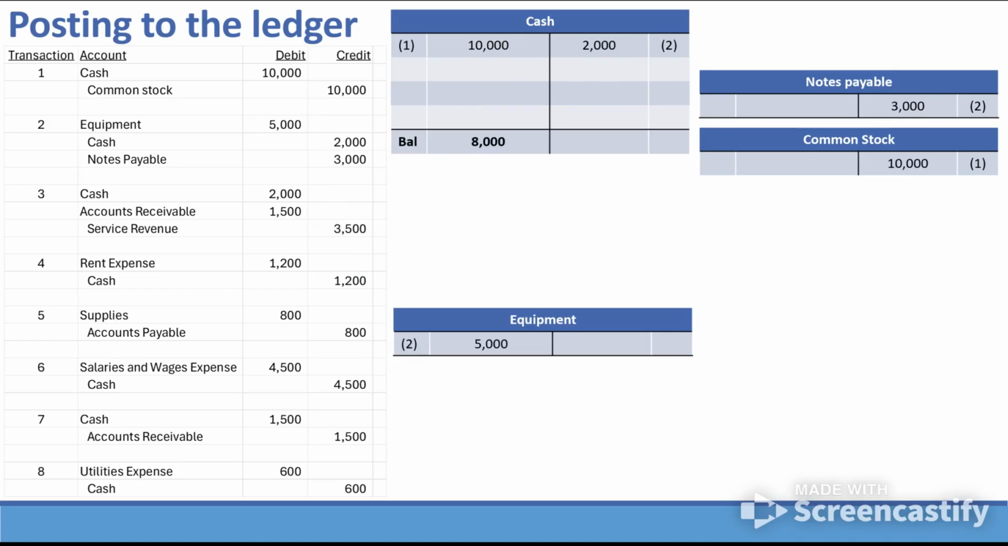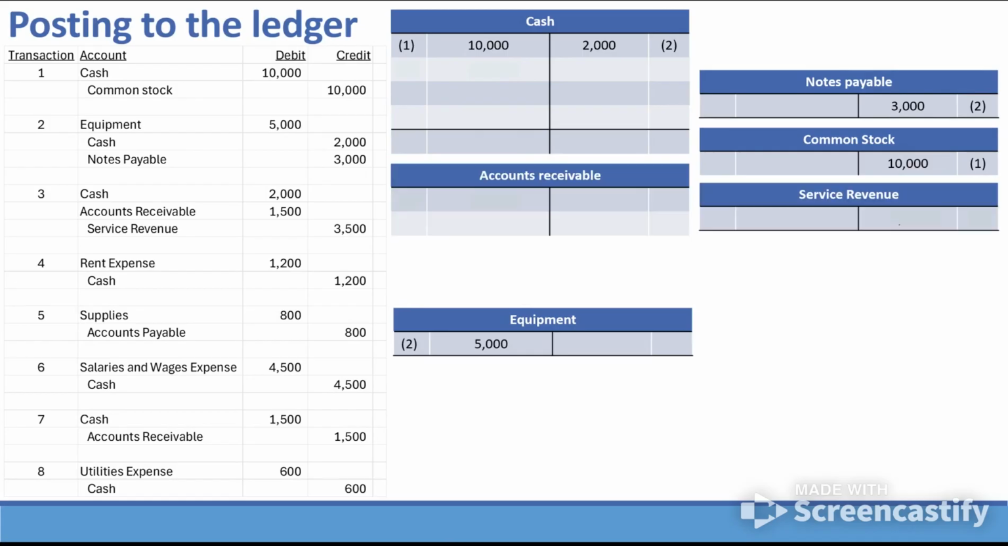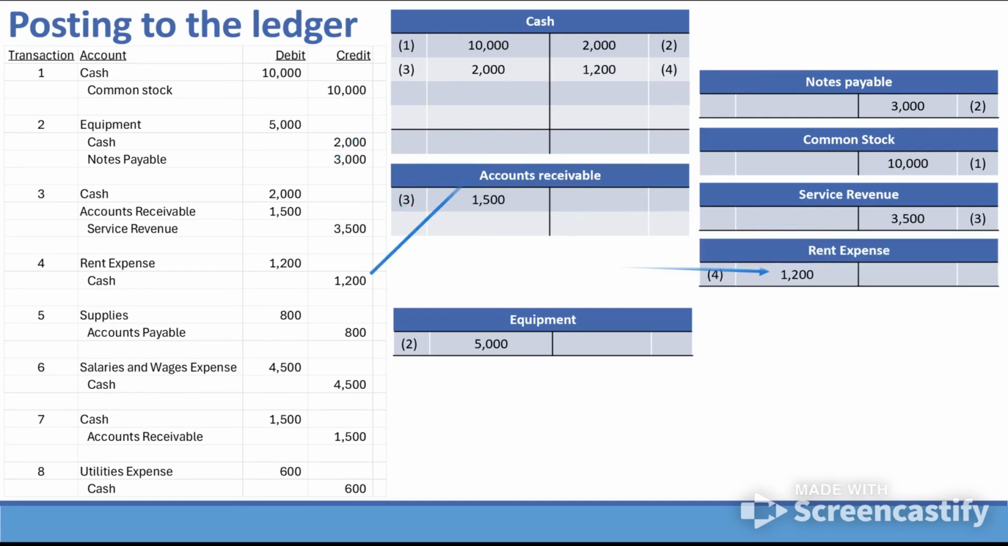Now at this point, we could calculate our balance in our cash account. So see, the journal entry tells the story. We bought some equipment, we used some cash, we created a liability. While the ledger here helps us know how much cash we have at this point in time. Next, we can post transaction number 3. Cash received a debit, accounts receivable received a debit, and service revenue a credit. And you continue on through the transactions, posting each one to the ledger.